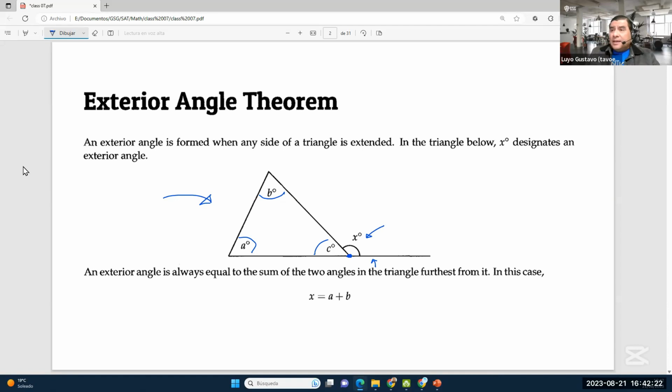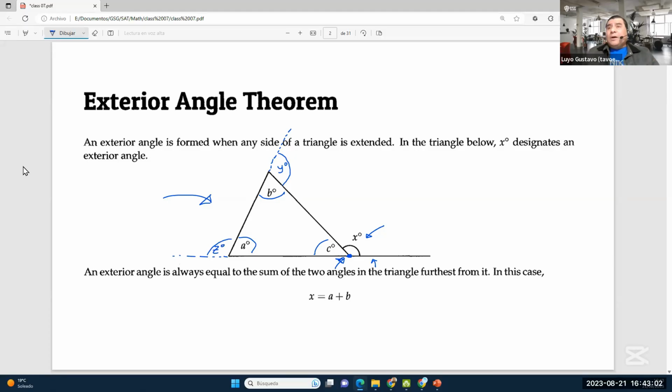In this vertex indicated here, the interior angle would have a measure of c degrees. The exterior angle would have a measure of x degrees. Okay. Here we can also define an exterior angle. For example, if we prolong this side of the triangle, here there would be one exterior angle that we can call y. And of course, also here, if we prolong this side, we have an exterior angle z.